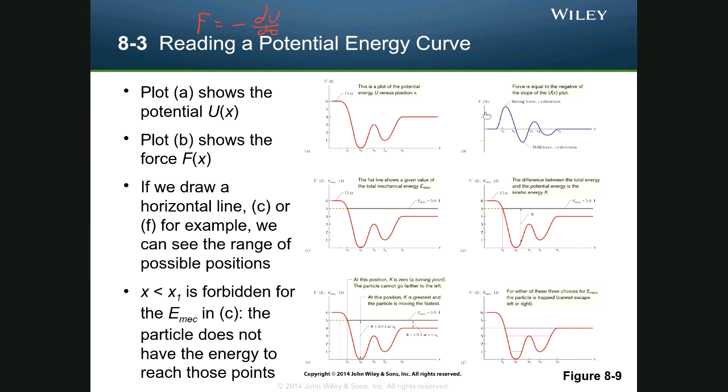Now, if we draw a horizontal line, they picked my favorite number, 5 joules. So if you only have 5 joules of energy, a few things to notice. One, this is not accessible to you. You only have 5 joules, so you'd have to exceed 5 joules in order to get a particle up above this part of the energy hump.